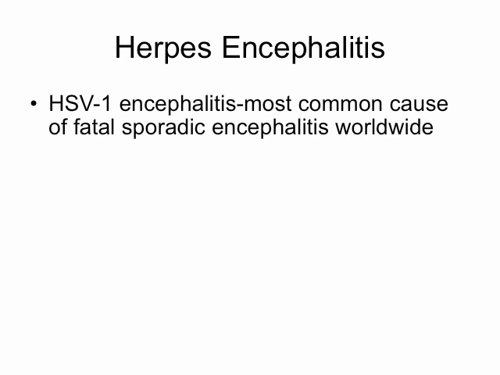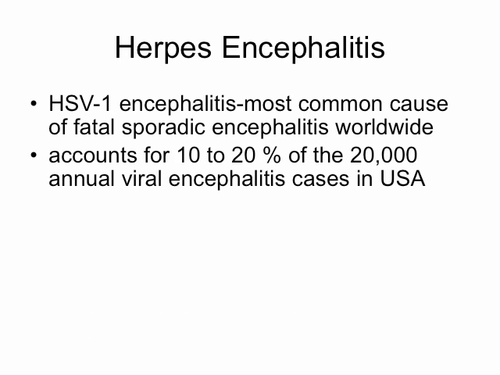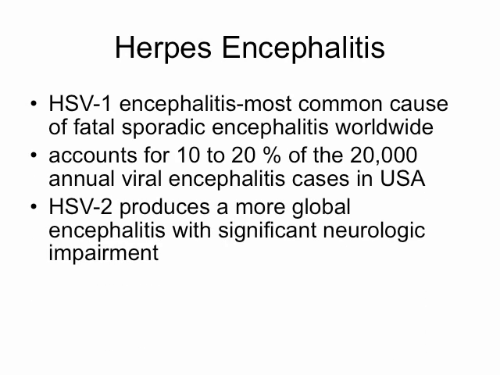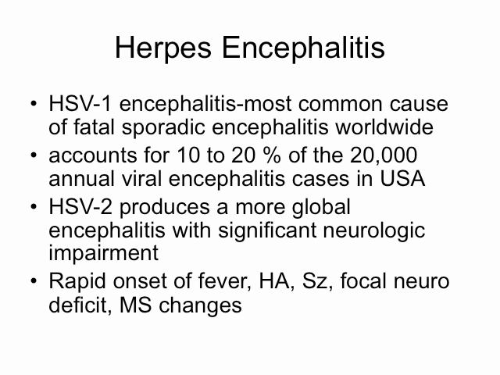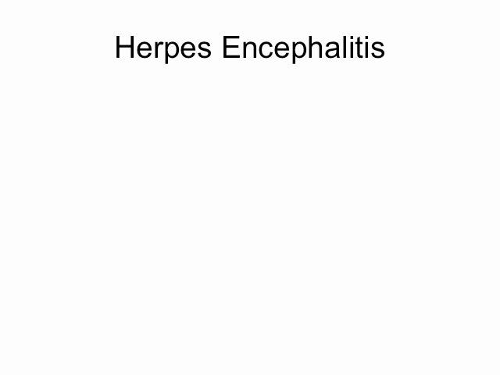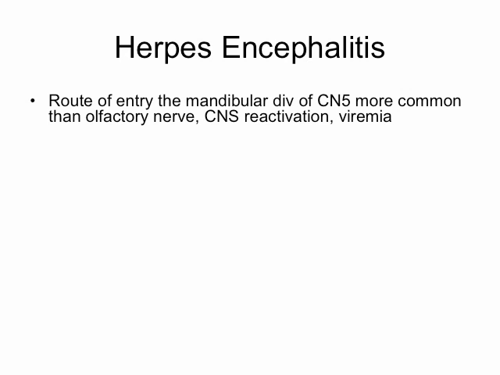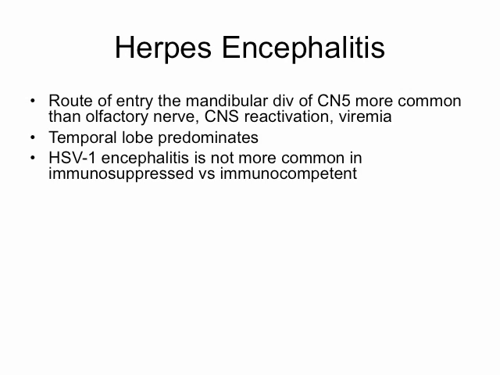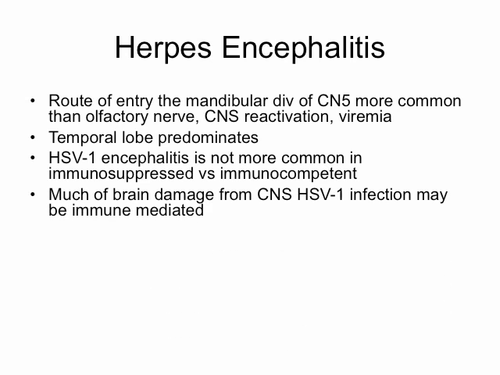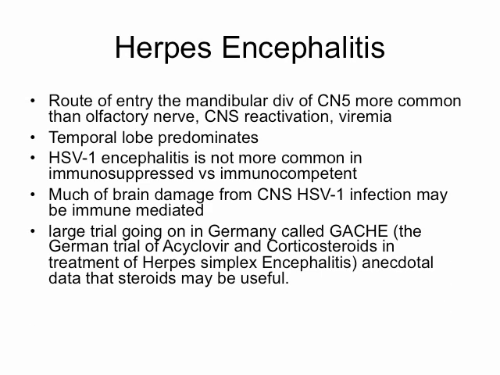So herpes encephalitis, most common cause of fatal sporadic encephalitis worldwide, 10 to 20% of all encephalitis in the U.S. HSV-1 is the most common. HSV-2 causes more of a global encephalitis. Rapid onset fever, headache, focal deficits, mental status changes, route of entry through cranial nerve 5 or olfactory or viremia, temporal lobe predominates. It is NOT more common in the immunosuppressed versus the immunocompetent. Much of the brain damage is because of the immune system.